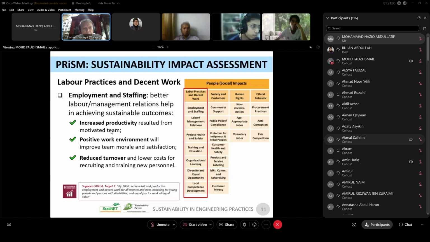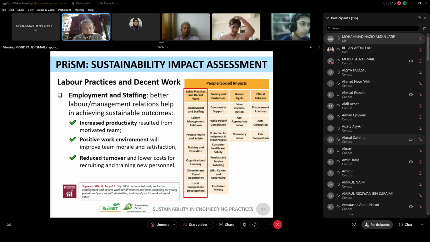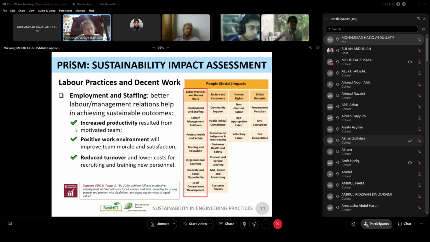Because once people are happy working in the environment, they increase their productivity. These are things which you need to develop: a positive work environment. And when you have that positive work environment, you reduce the turnover. When you reduce the turnover, you ensure that the company is able to operate at a lower cost because you minimize recruitment as well as training. People who have been in the work for a longer period are more skillful. So based on the skill level, they perform better. So things like this are doable. Yeah, as a young engineer, you can do this.